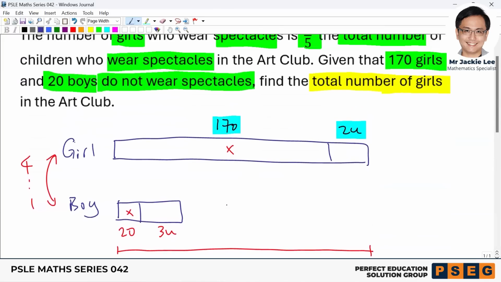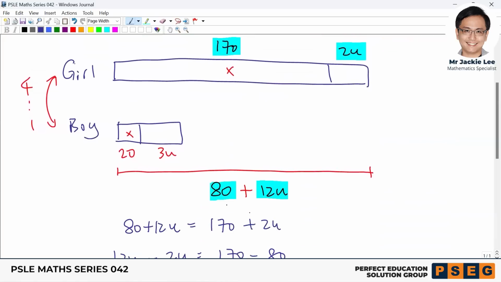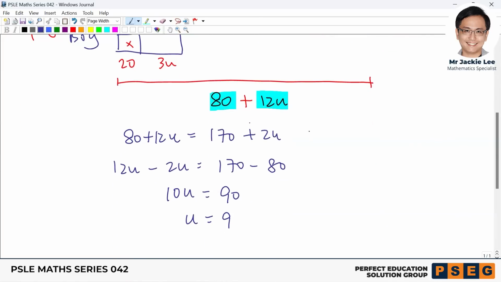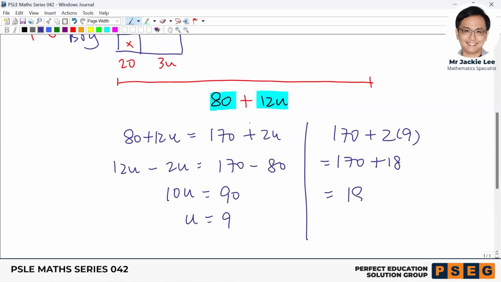Okay, now after that, we look at what the question is actually asking. Asking for the total number of girls in the club. So the total number of girls is obviously 170 plus 2u. Okay, so we come to the end. So 170 plus 2u, the u is actually 9. So therefore 170 plus 18. Therefore the answer is 188.